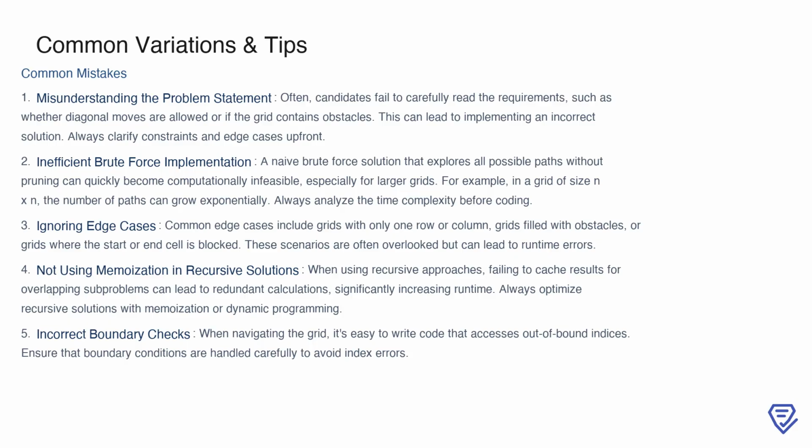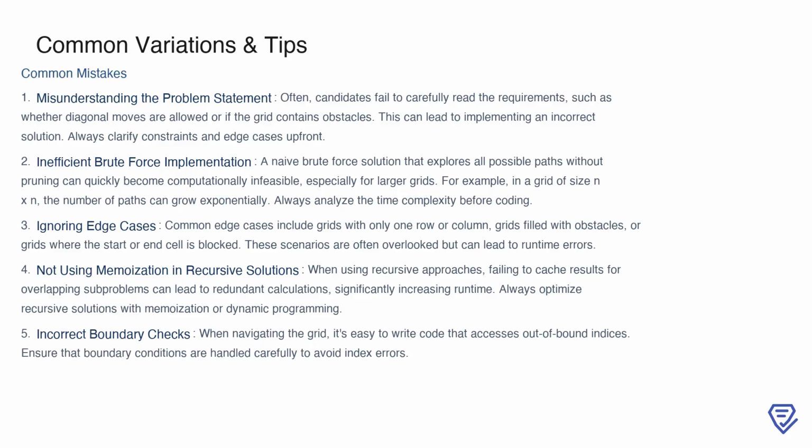Another frequent issue is relying on an inefficient brute force approach, which attempts to explore every possible path without any optimization. This is especially problematic in larger grids, as the number of potential paths grows exponentially. Before coding, it's important to carefully analyze the time complexity to ensure feasibility. Additionally, edge case scenarios, such as grids with only one row or column, grids filled entirely with obstacles, or cases where the start or end cell is inaccessible, are often overlooked. Ignoring these can cause runtime errors, so they should be considered upfront.